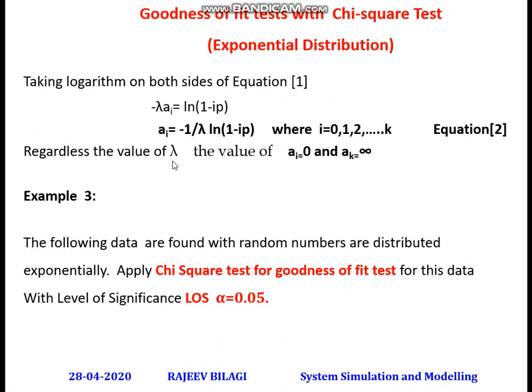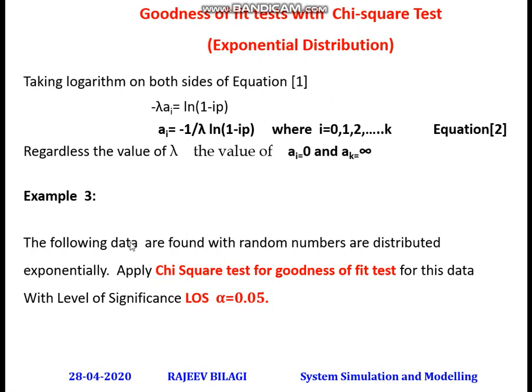Now regardless of whatever value you get for lambda, what is lambda here? Lambda is the parameter estimate for the distribution function, where the mean equals 1 by lambda. Regardless of this, the minimum value of a_i should be 0. That is, the first class interval should always start with 0 to something, and a_k equals infinity. That is, the largest limit of the last interval you are selecting is infinity.